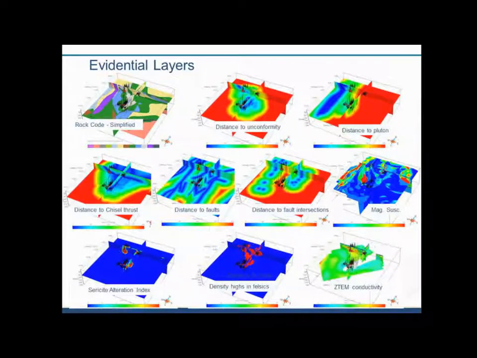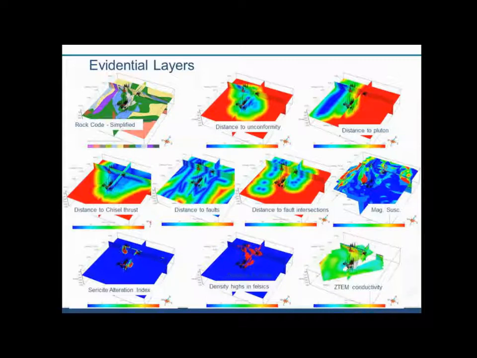So then we had our data layers, but now we need to convert our data layers to the input layers that we're going to use for weights of evidence targeting. So we have a rock code that stays as is. We have every cell filled with a value. Distance to unconformity, so we just calculate that across the volume, the distance to that surface that's representing unconformity. Distance to plutons, distance to the thrust, distance to fault. So we calculate all of these distance properties. We have distance to fault intersections, so that might represent areas of structural complexity.